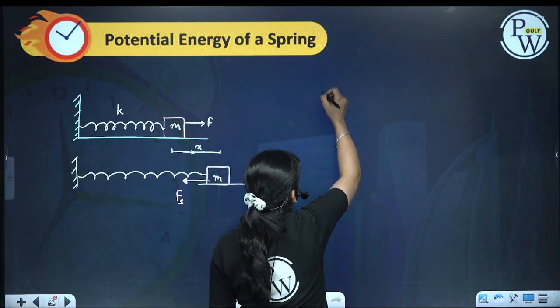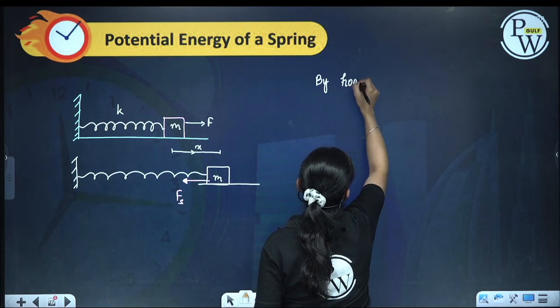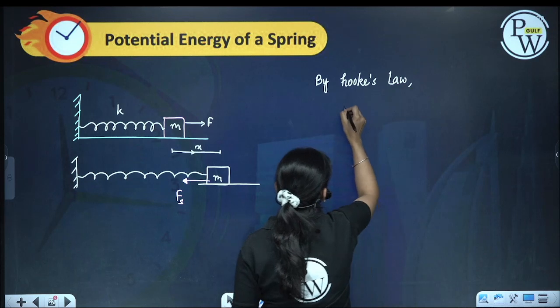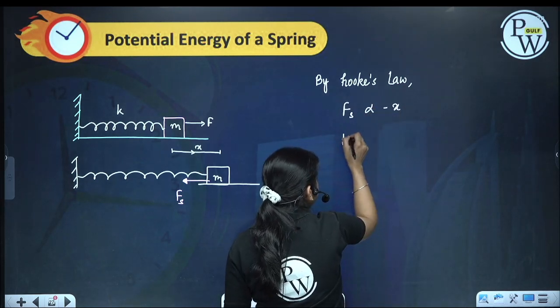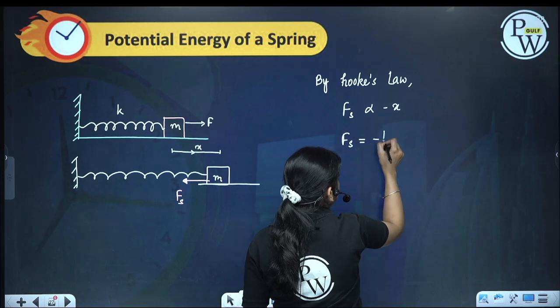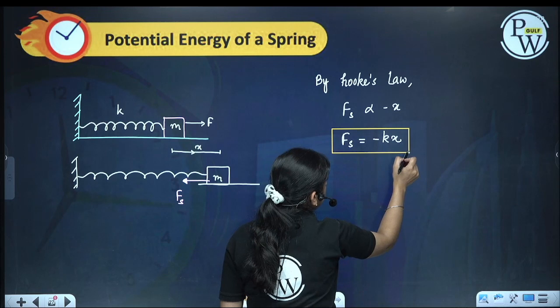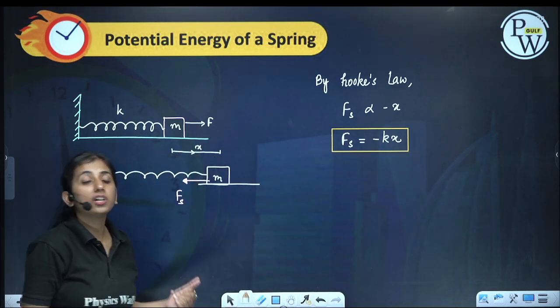Now we know that by Hooke's law, this Fs is directly proportional to -x, and Fs is equal to -kx. The negative sign shows that it is opposite to the displacement.